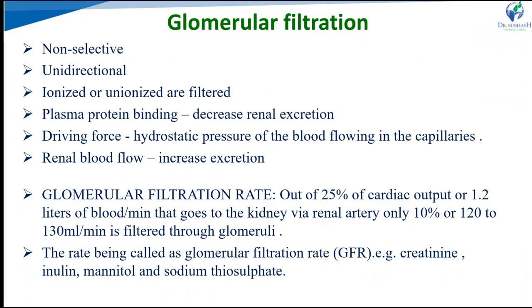First one, glomerular filtration. It is the first step in the formation of urine, the process in which the kidney filters excess fluid and the waste produced from the blood into the urine collection tubes. Glomerular filtration is a non-selective and unidirectional process. It removes both ionized and unionized classes of drugs that are water soluble and polar in nature.